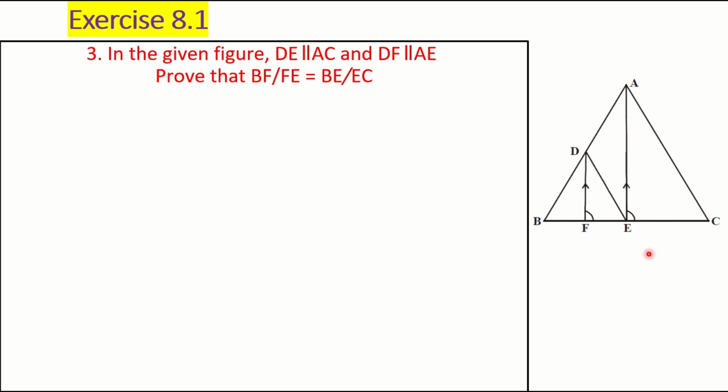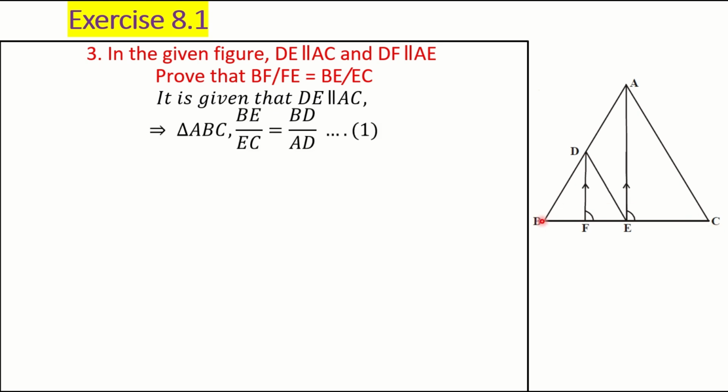In the given figure, DE is parallel to AC and DF is parallel to AE. Prove that BF by FE equals BE by EC. It is given that DE is parallel to AC, which means BE by EC is equal to BD by DA, because DE is parallel to AC, it will cut the sides AB and BC in equal ratios.